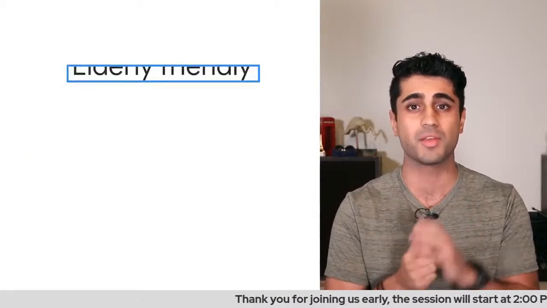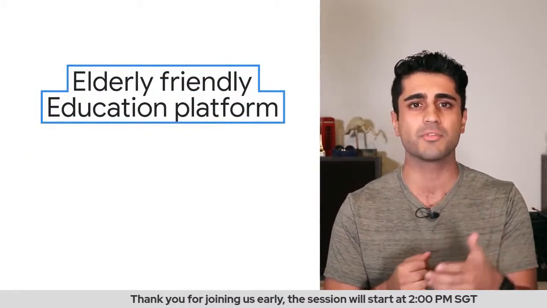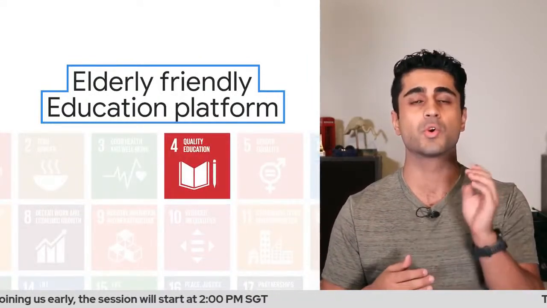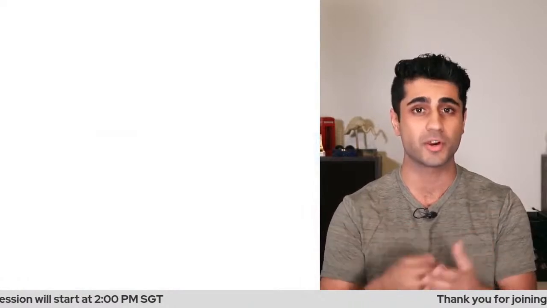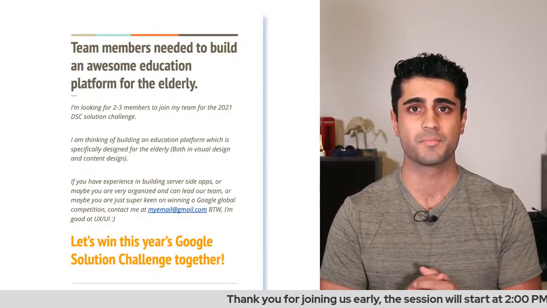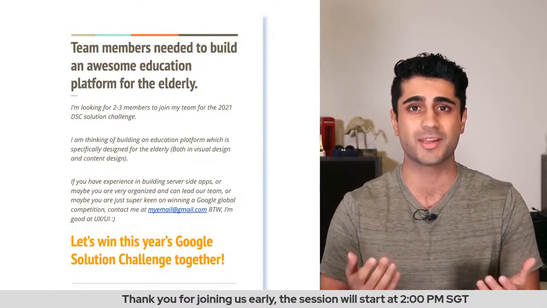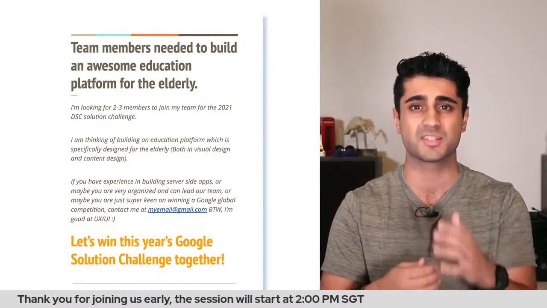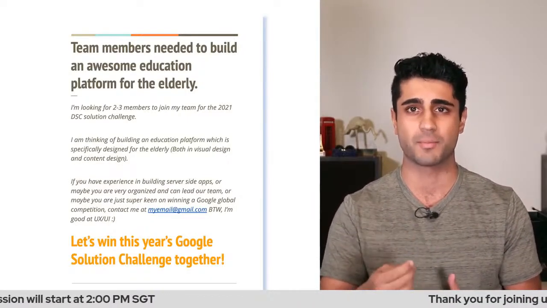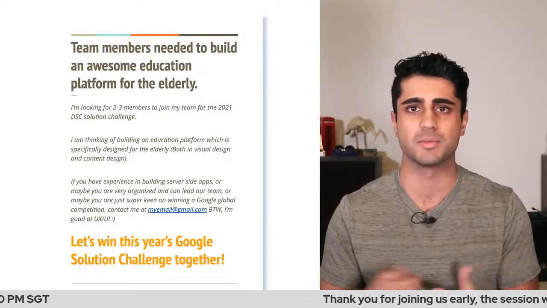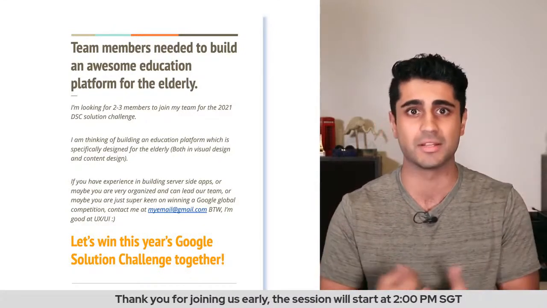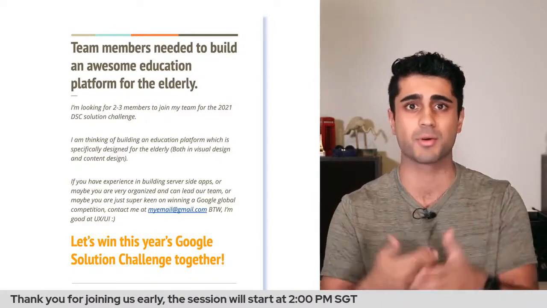One of the ideas we came up with in the previous video was to develop an elderly-friendly education platform solving for the Sustainable Development Goal number 4, quality education. So first, I'll share my initial thoughts with my Google Developer Student Club's members. I'll introduce myself and my strengths, and I'll highlight what types of talents and experience I'm looking for in my prospective team members. For example, let's say I have solid UI UX abilities, but I need help when building the server side of my application, and I definitely need help leading the team and managing the project.